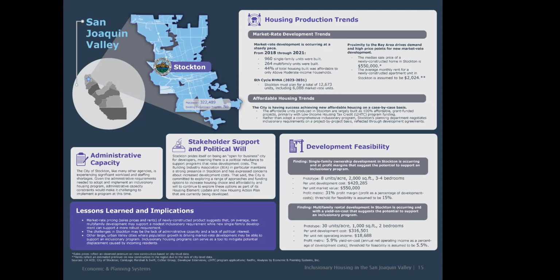Below that threshold, there might be other considerations at play, other considerations that might be just causing developers to pause a little bit. And based on prospective rents in Stockton and development costs of approximately $316,000 per door, we calculate a yield on cost of 5.9%. And again, with that, we think there is potential to accommodate an inclusionary requirement.